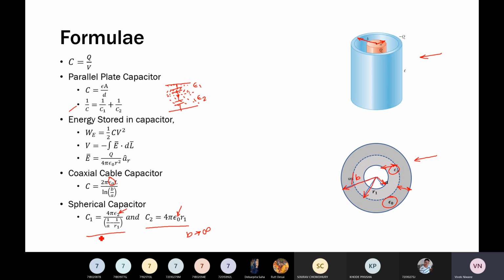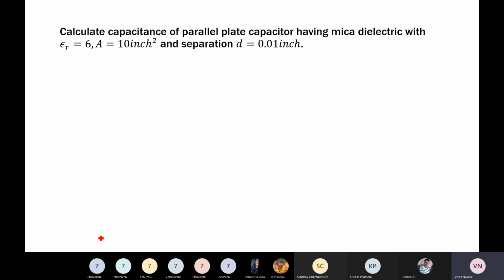Let us go with the first numerical. Calculate capacitance of parallel plate capacitor. Okay, parallel plate capacitor is given, meaning C is equal to epsilon A upon D. It has mica dielectric with relative permittivity of 6, area is equal to 10 inch square, and separation is equal to 0.01 inch. So all the dimensions are given in inches and we have to convert them into meters.